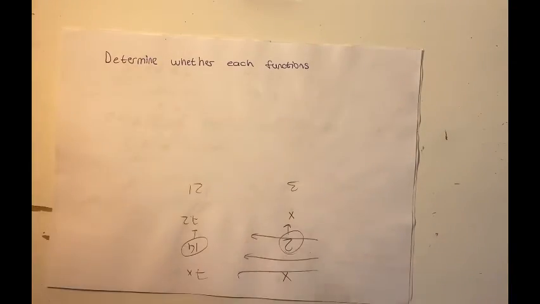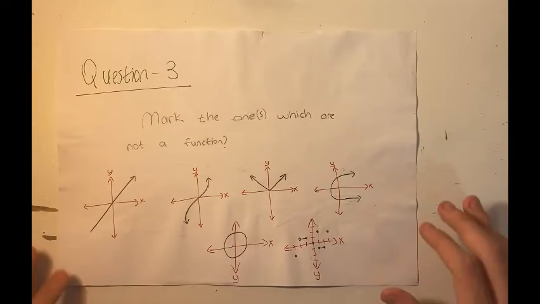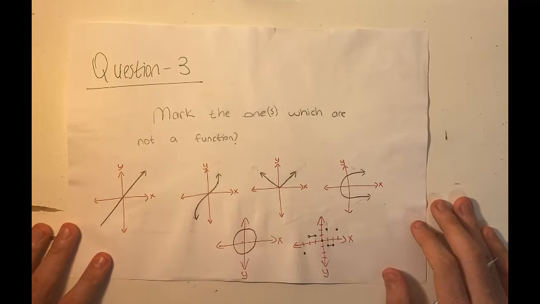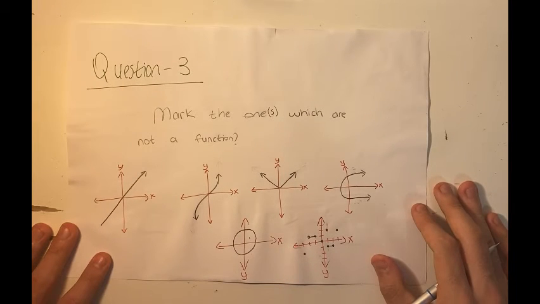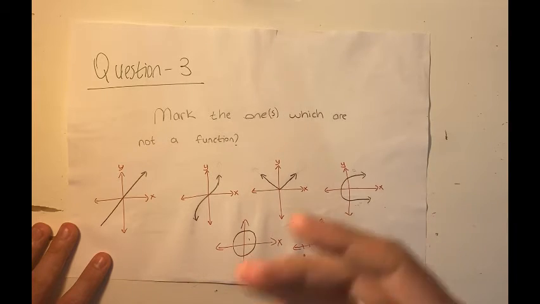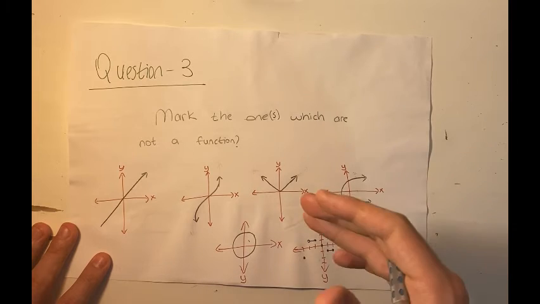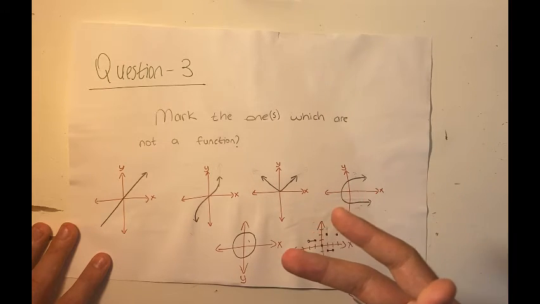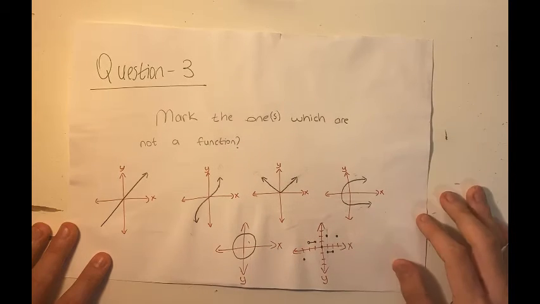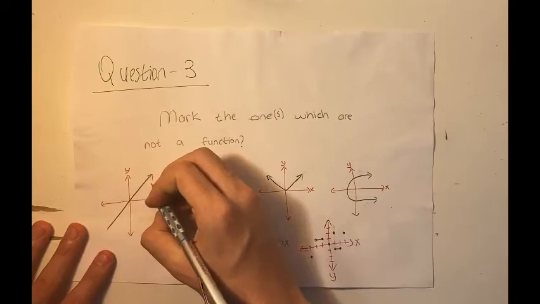Let's continue. Question 3: mark the ones which are not a function. To understand whether it's a function or not, we need to do a test. It's called the vertical line test. If it intersects in two different points, then it's not a function, but if it intersects only in one point, it's a function. Let's quickly do this.